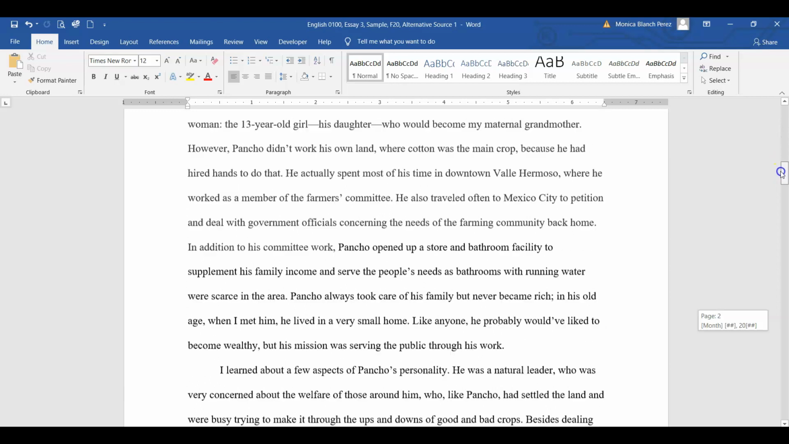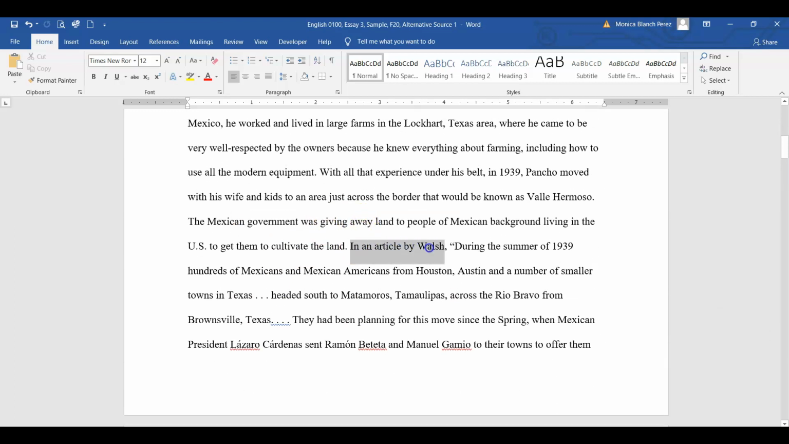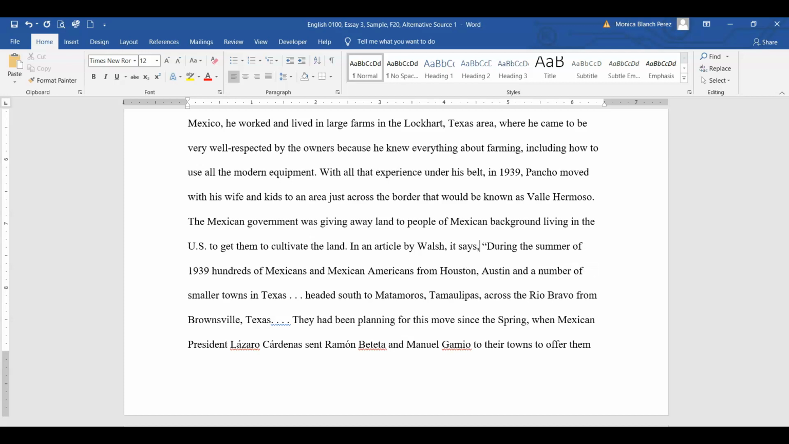Okay, we usually don't mention first names. So I could have put in an article by Walsh, and then it says... actually, I think we would need the comma right there. An article by Walsh, comma, it says, and then comma again. You can also use these, but I usually just use commas. So an article by Walsh, comma, it says, blah, blah, blah, right? That we could have done that.